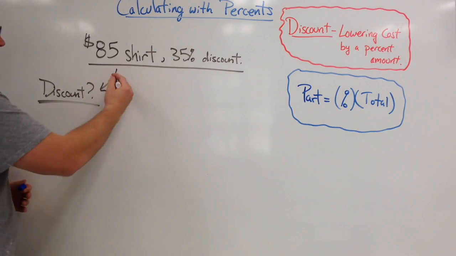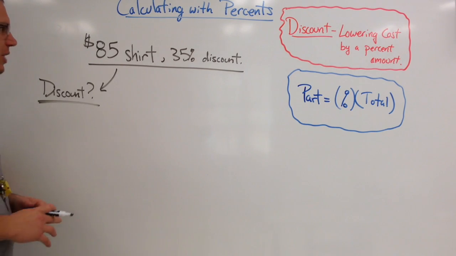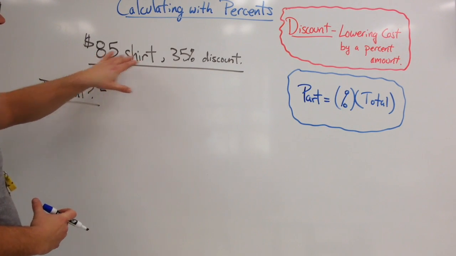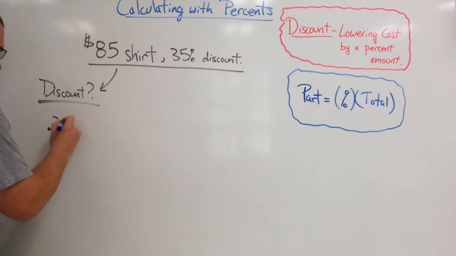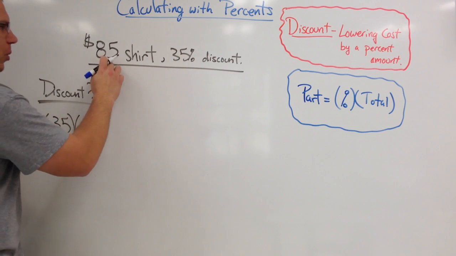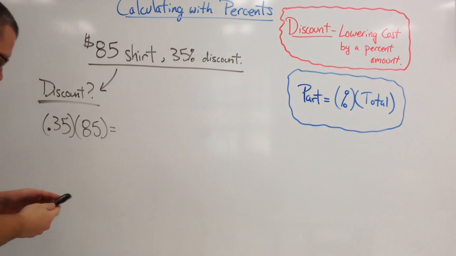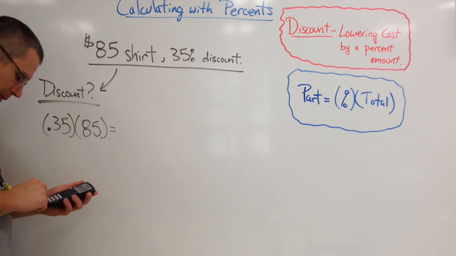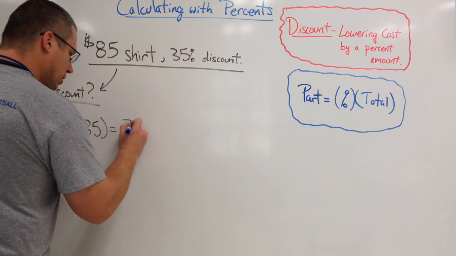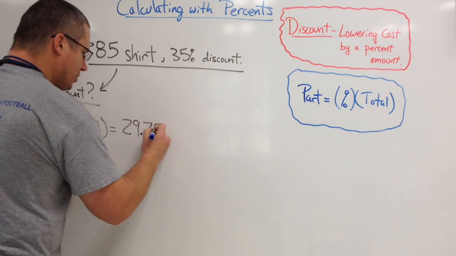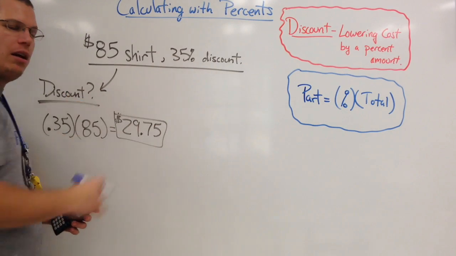They don't want to know how much you're going to pay, they just want to know how much you are saving. So what I can simply do is take my percent, which is the amount I'm saving, 0.35 times my total, which is $85. Multiply those two together, and that's how much I'm saving. 0.35 times 85 equals $29.75. That's how much I'm saving using my percent equation.